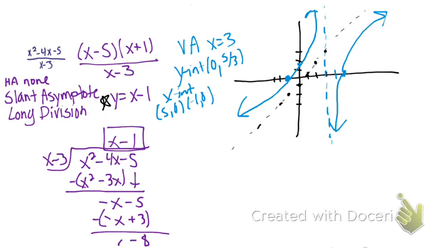Alright, so slant asymptotes, you need to use long division to figure them out, but other than that, they work just like your other ones do. And that's all there is for graphing rational functions.